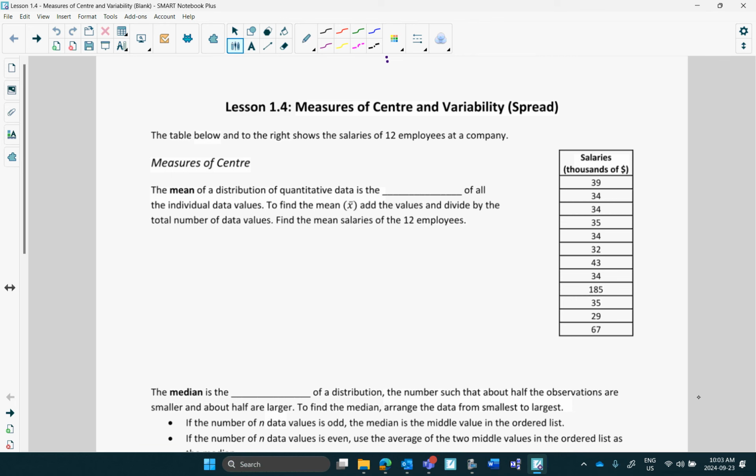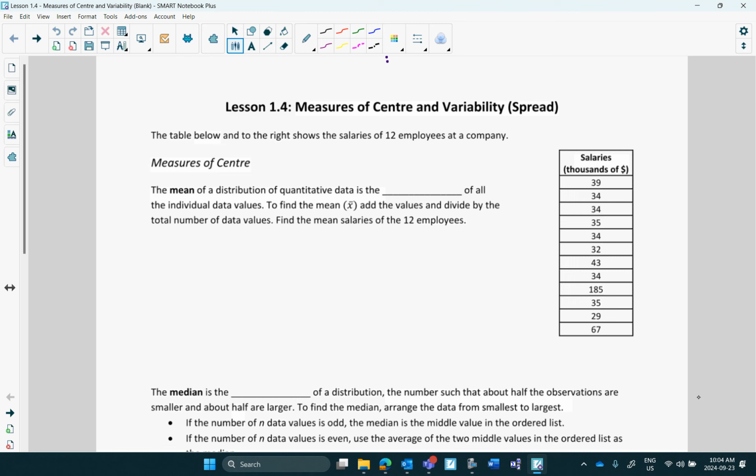Okay, so we're still talking about quantitative data. And remember, when we talk about a distribution of quantitative data, we talk about the shape, center, spread or variability, and any outliers. We talked about shape, and the different types of shape. We talked about center and variability a little bit. For variability, we talked about range, but there are other measures of variability.